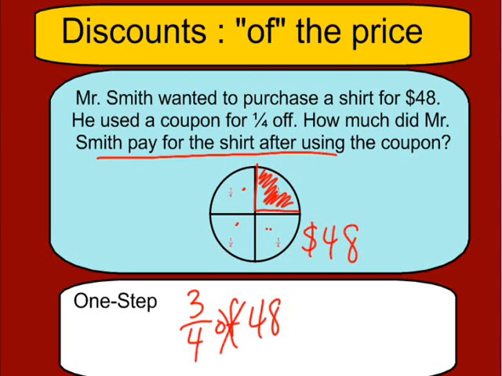Of means multiply. I'm going to put 48 over 1, make it improper. Cancel just like we did on the last question. Well, you would have to pay 3/4 of that price.